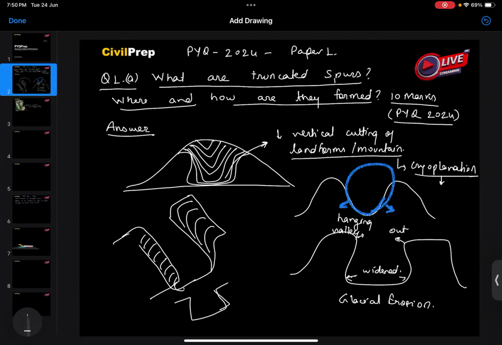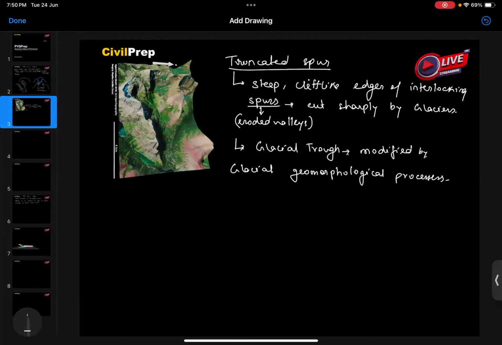Okay, and this is present in the youth to mature stage. And this cryoplanation concept was given by Peltier, so this also we can include in the answer. Now, moving forward, we'll be looking at the spur. What is a spur?